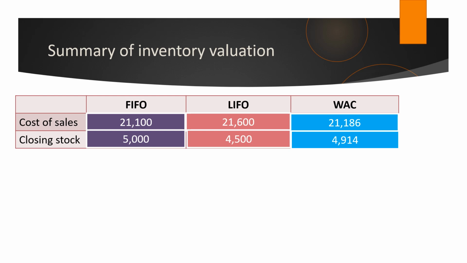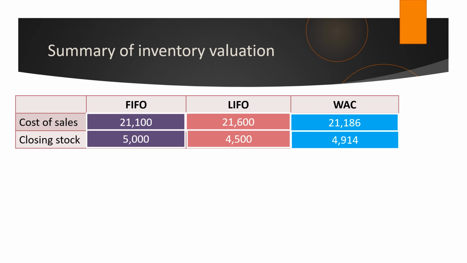When there is an increase in price, what will happen? The FIFO issue cost is lesser. Why? Because we are issuing at lowest prices. And in LIFO, the issue cost is high. Why? We are going to issue with the current prices, which is rapidly increasing.